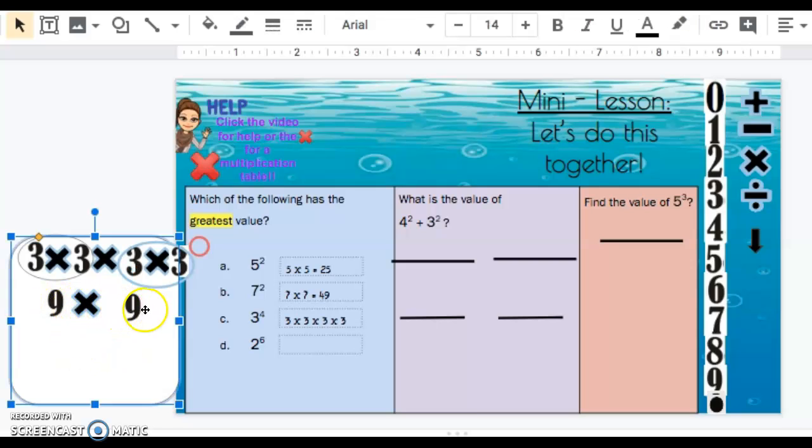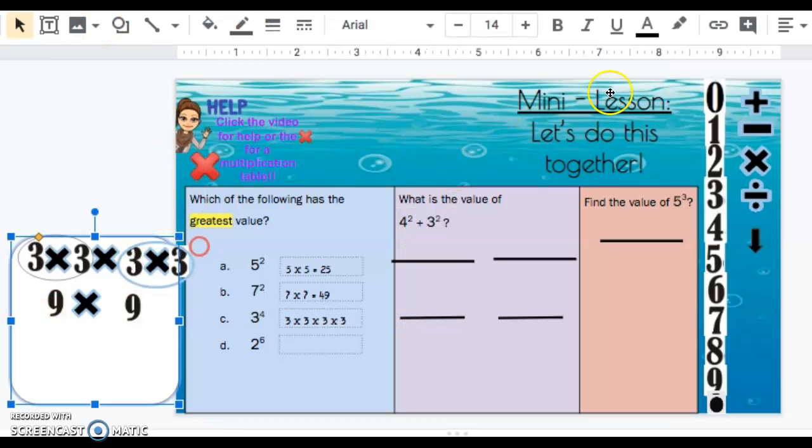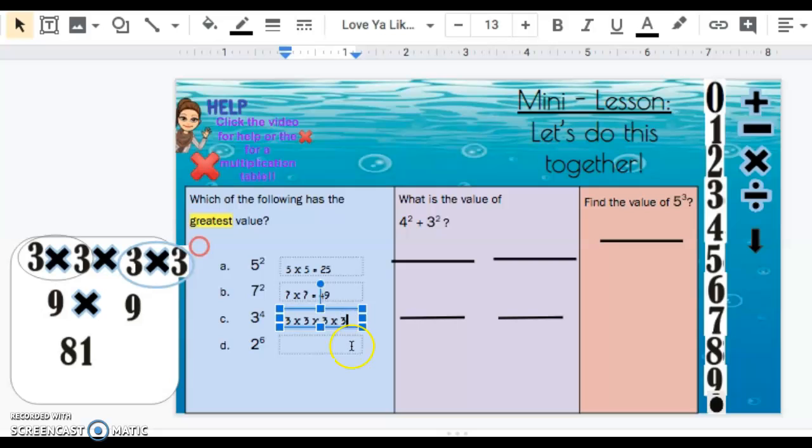So 9 times 9, if you don't know, you would go to your chart, 9, and follow. I like to use my other finger and go to the other 9, and where they meet, this chart helps you because it's color coordinated. You would stay with the color, and it gives you 81. So 81 is your answer, okay? So then you would put in your box: 3 times 3 times 3 times 3 equals 81.